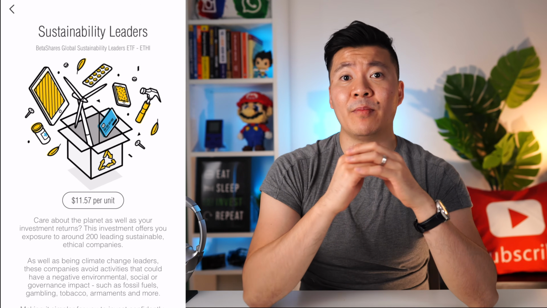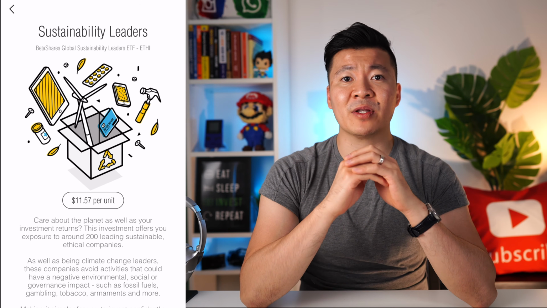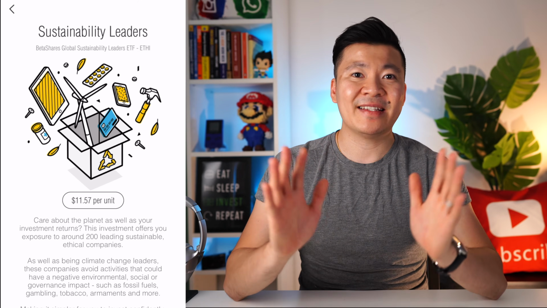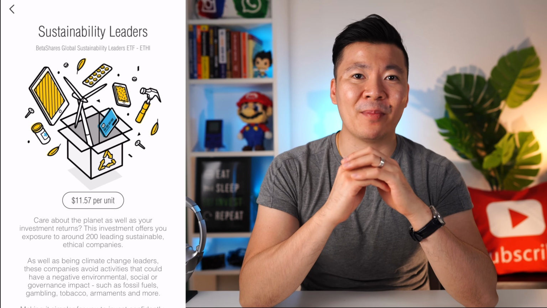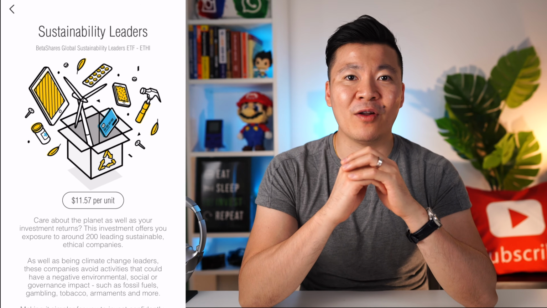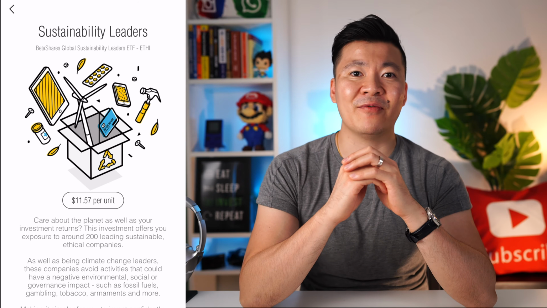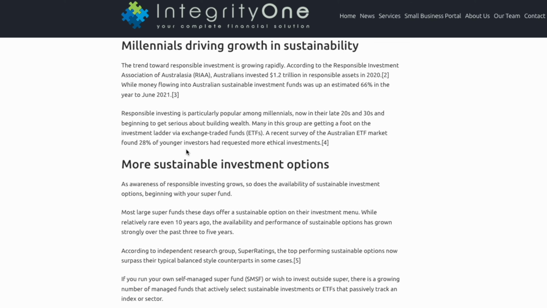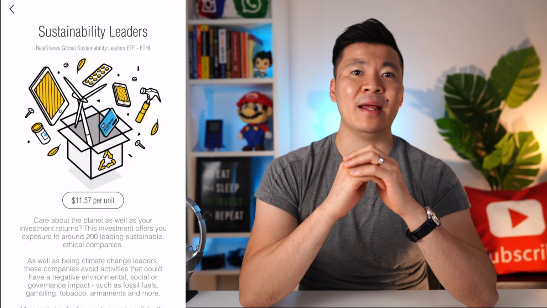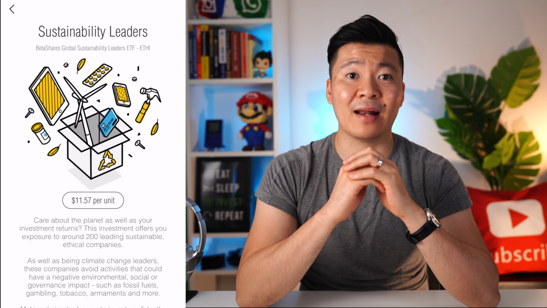With the world moving towards a more sustainable future, the trend towards responsible investing has grown rapidly. Studies have shown that ethical investing is particularly popular amongst millennials, with a lot of money flowing into Australian sustainable investment funds in recent years. A recent survey of the Australian ETF market found 28% of younger investors had requested more ethical investments. This ETF in particular has gained popularity amongst those who wish to invest in companies that align with their beliefs.